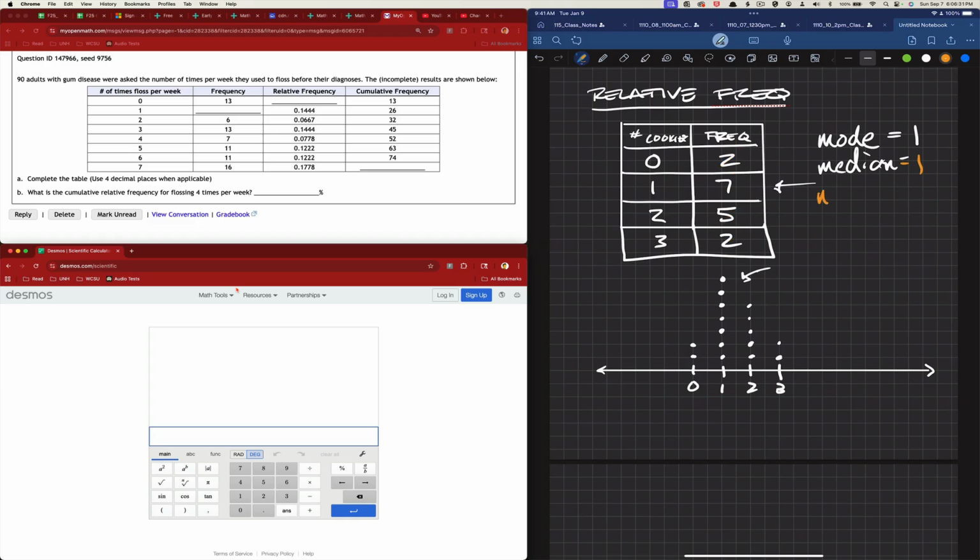If I want to calculate the mean, I need to add up all the values. So remember I had 0, 0, 1, 1, 1, 1, 1, 1, 1, 2, 2, 2, 2, 2, 3, 3. I'd have to add all those up. An easier, faster way to do that is just to multiply, extending the table.